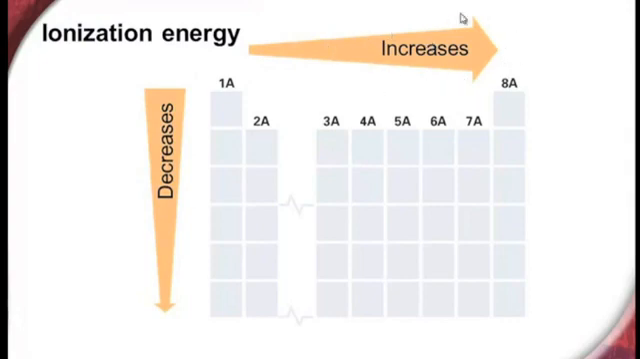Why does the ionization energy increase left to right? So hopefully you can answer this. Don't forget, within a period, the ionization energy is going to increase because the nuclear charge is increasing. Okay, so it's pulling harder and harder on those valence electrons.